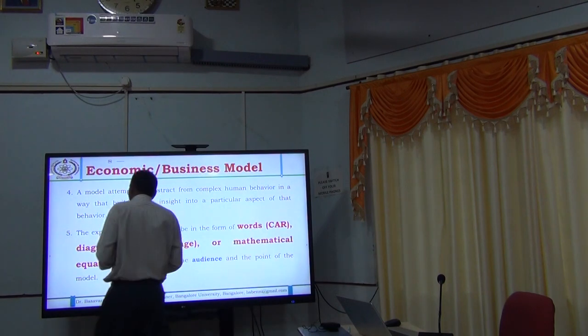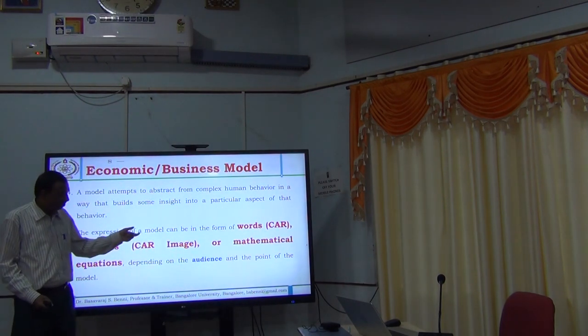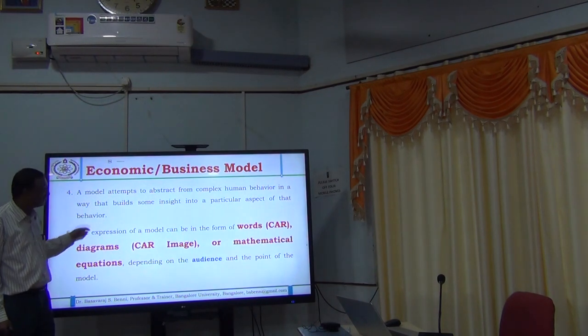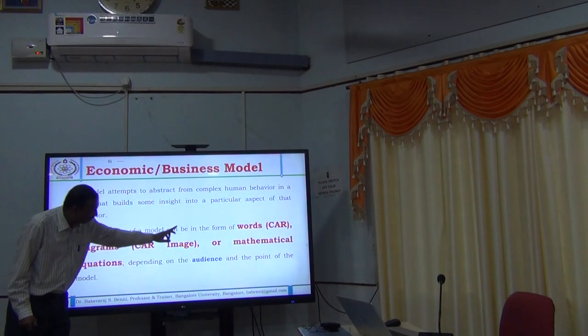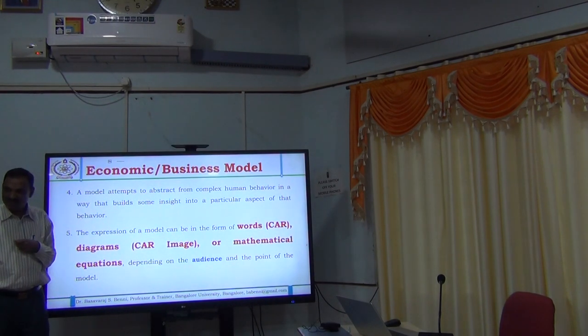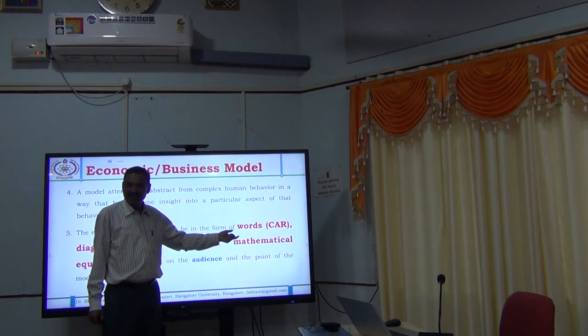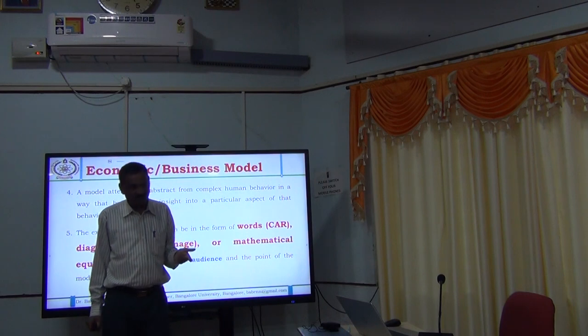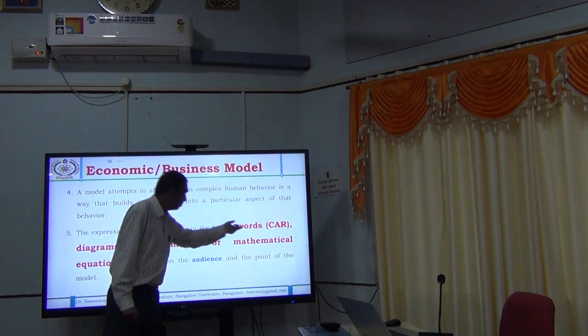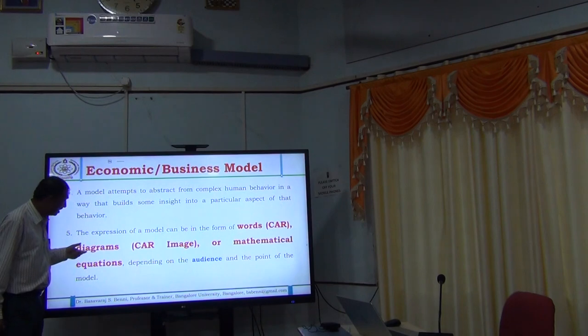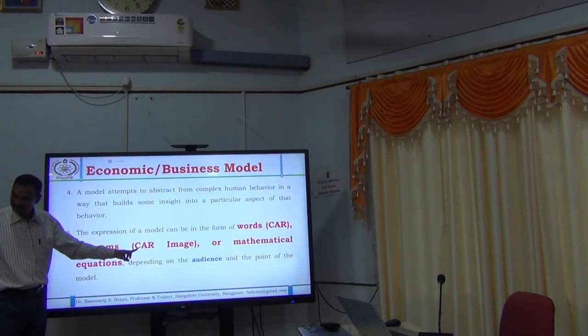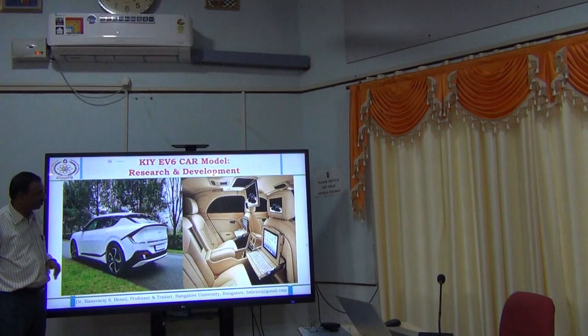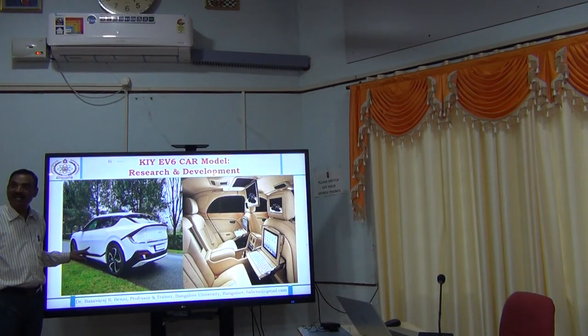Fifth one, it is an expression of the model. Now very important. What is a model? A model can be an expression in the form of words. What is the word? Car. Okay, so it is a word, car. Second, diagrams, a car image. Still, everybody knows what this is. Nobody says this is a helicopter.